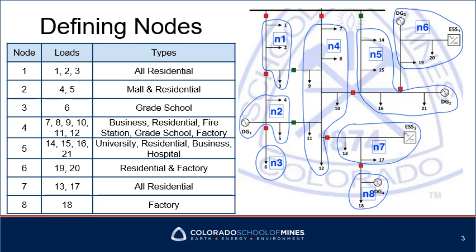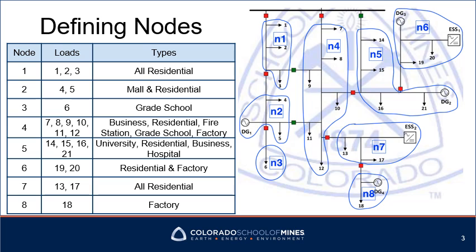So first, just the problem that we're trying to solve, we were given a microgrid layout with a certain number of DG units, energy storage units, and loads. And we were told that this microgrid was islanded due to a natural disaster. So the first thing that we did, we looked at all of the data and we organized the microgrid into 8 different nodes based on where each of the circuit breakers were.